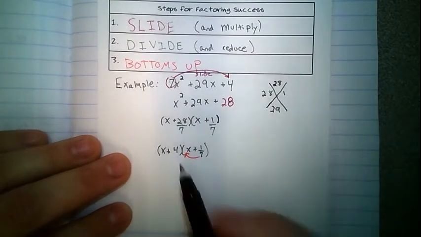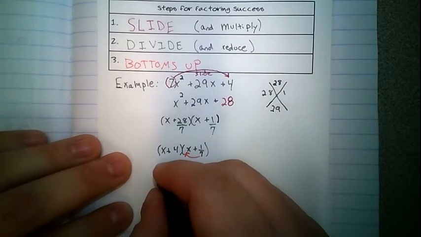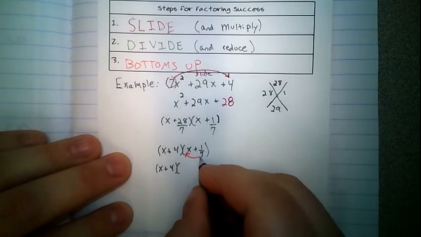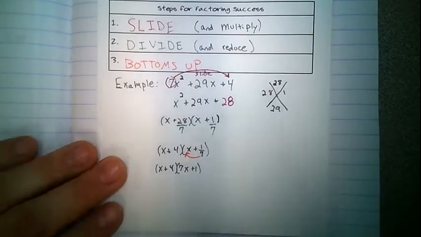If there was a denominator under the 4, we'd move that over here as well. So this stays as x plus 4, and I move the 7 in front of the x here to get 7x plus 1.